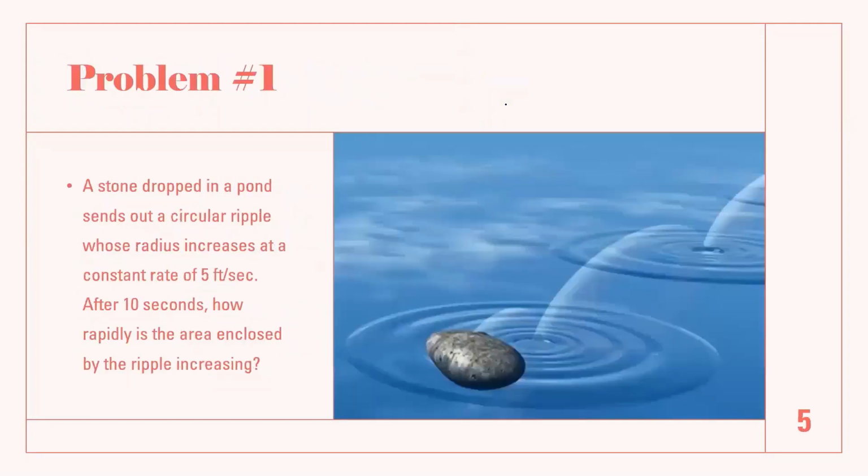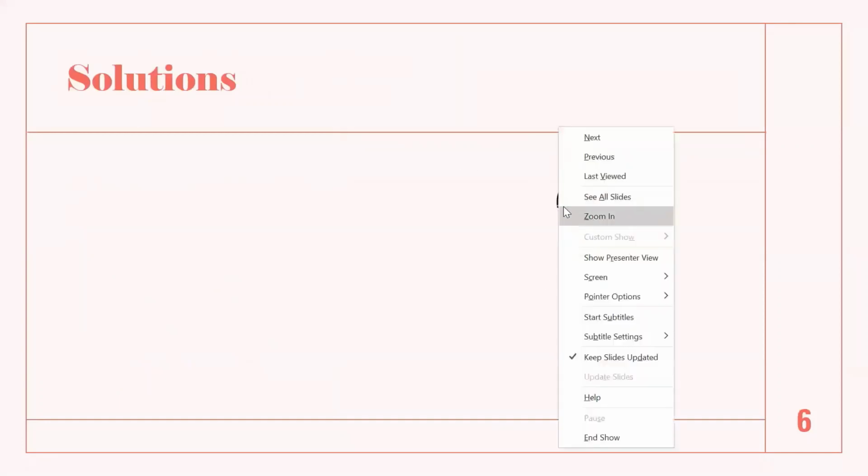Okay, so a stone dropped in a pond sends out a circular ripple whose radius increases at a constant rate of 5 feet per second. After 10 seconds, how rapidly is the area enclosed by the ripple increasing? So first, we're going to draw the carefully labeled diagram.